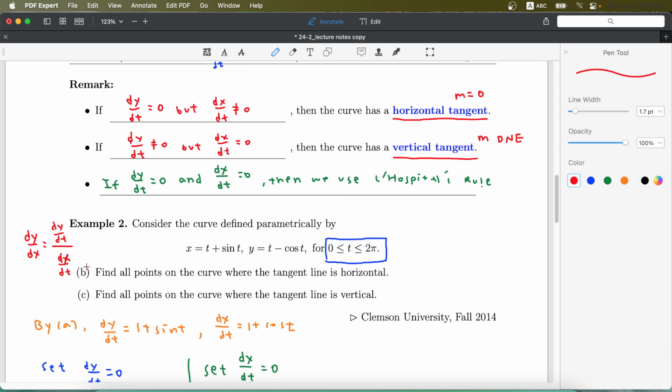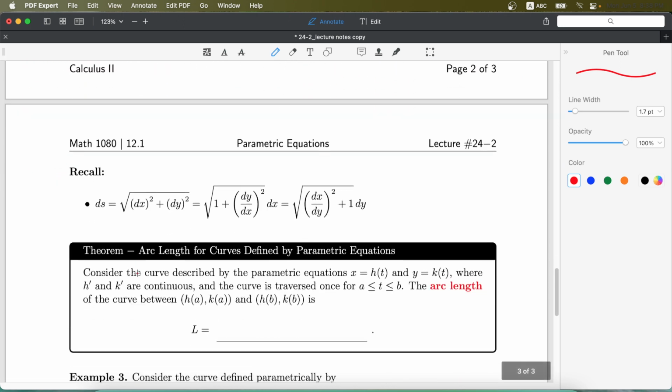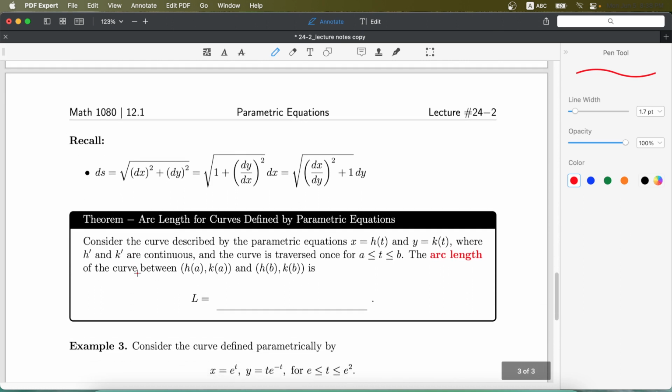Okay, next we want to talk about how to find the arc length of a parametric curve. So let's take a look at page 3. So notice that previously we introduced the arc length formula, right? We say that there are two, but they all come from the same idea, the Pythagorean theorem. Okay, if you forget, make sure you go back and review. I believe it's 6.5, I think. Yes, 6.5. So previously we have ds.